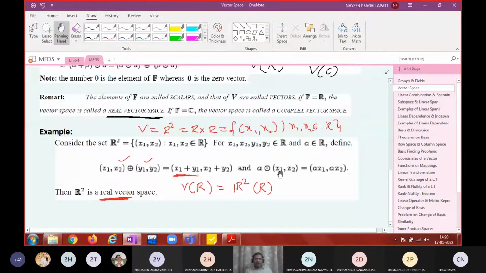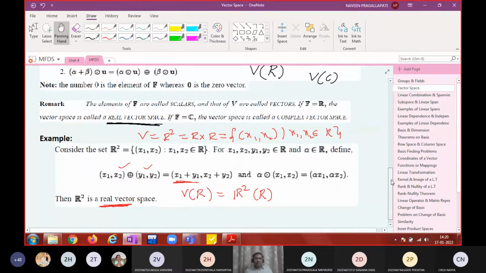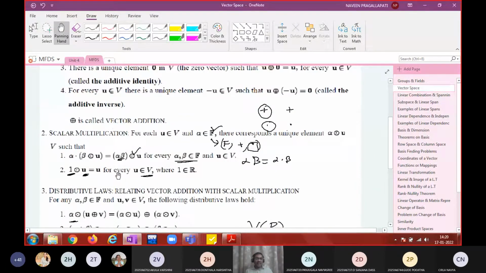Okay. So if you multiply a scalar with the vector, what happens again? You will get an ordered pair like this: alpha into x1 comma alpha into x2. Any ordered pair is nothing but an element of the set V, which is R square. Therefore, these two are closed. Vector addition is closed, scalar multiplication is closed. Also, these two operations will satisfy all the conditions that are mentioned here.